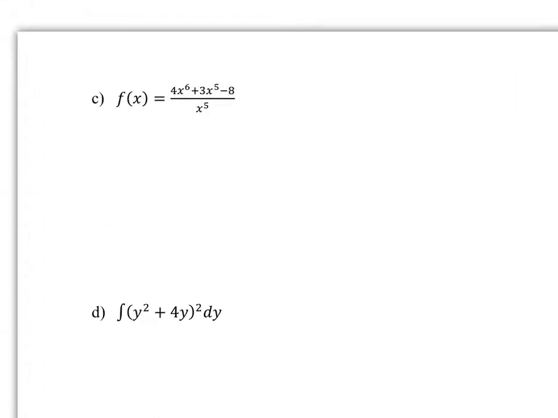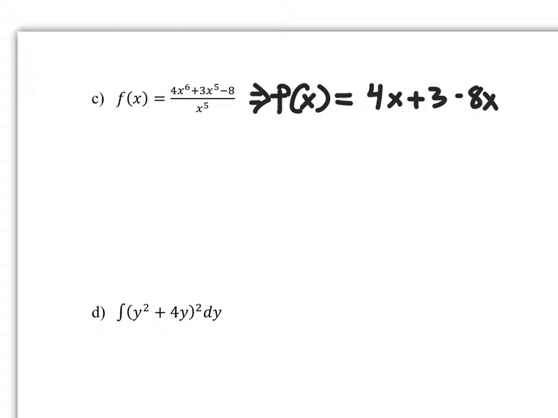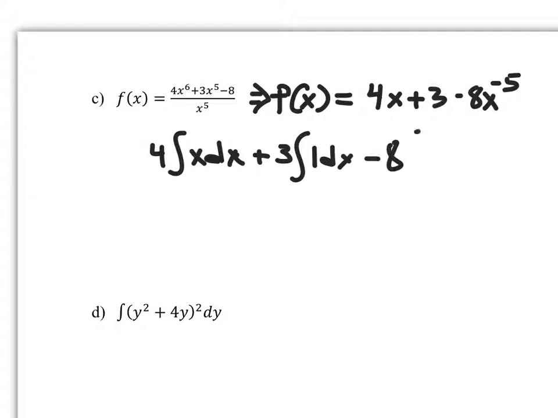A couple more. I'm going to split these up. So I'm going to write f of x as, ooh, this is going to be good, 4x plus 3 minus 8x to the negative 5th. Let's see if you can get yourself there. All I did was divide each of the individual terms by the denominator. So I'm going to take 4 times the integral of x dx plus 3 times the integral of 1 dx minus 8 times the integral of x to the negative 5th dx. I'm going to pause. You can pause as well. I'll come back with some work.